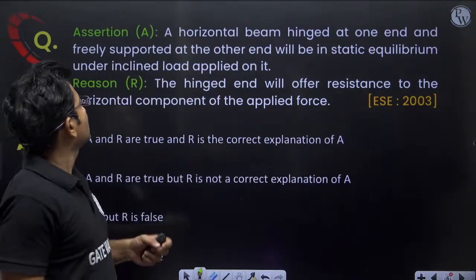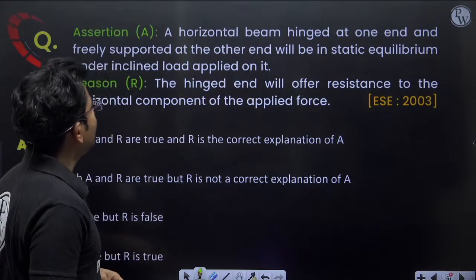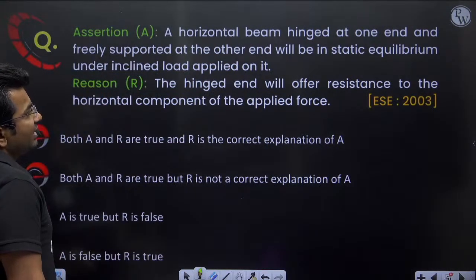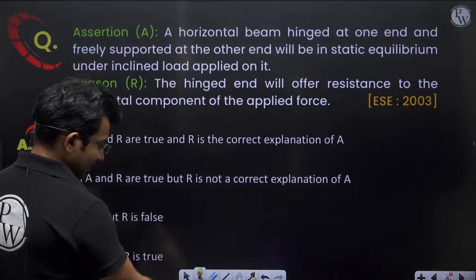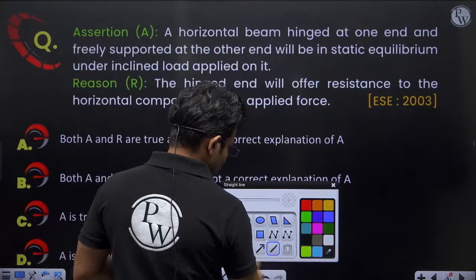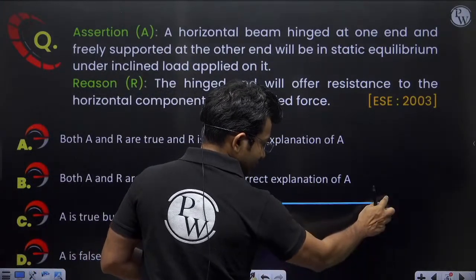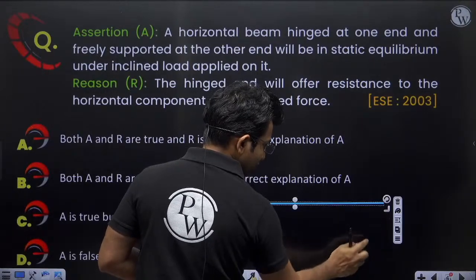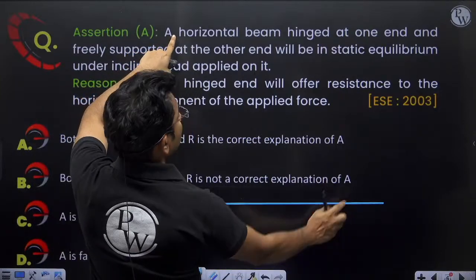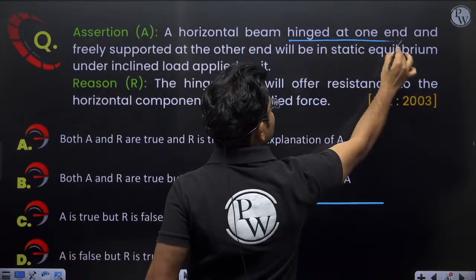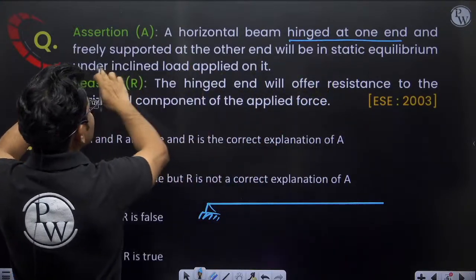Next question, assertion reason. Assertion: a horizontal beam hinged at one end and freely supported at the other end will be in static equilibrium under inclined load applied on it. Okay, so if I am having a beam, let us first see what the support condition is. Horizontal beam, what is the support condition? Hinged at one end. Let us say this is the hinged end, and freely supported at the other end.